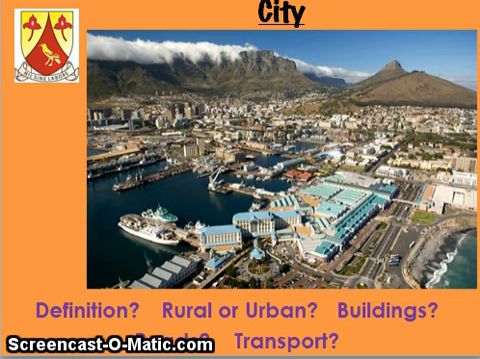You need to be able to describe the buildings that you find there, and the kinds of roads that you find, and the types of transport that you see there. So if you can picture the settlement in your head, it will be easier to be able to describe it. So let's have a look.